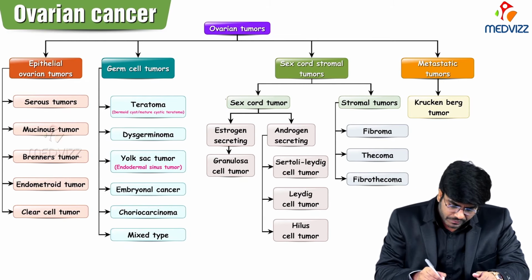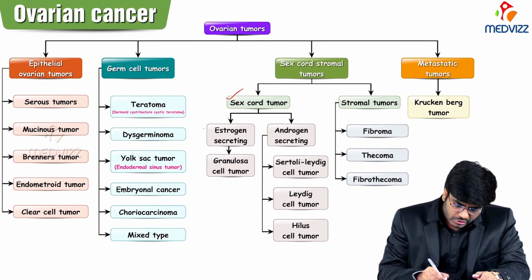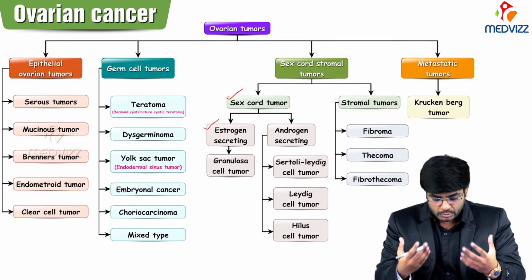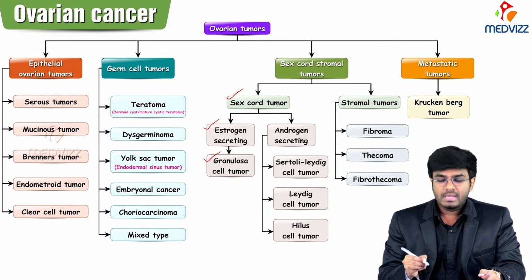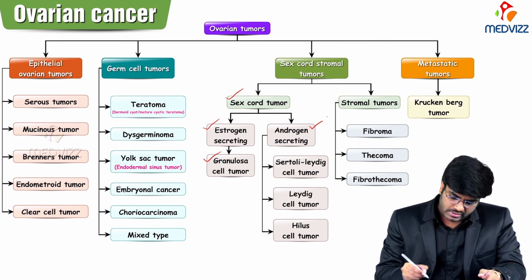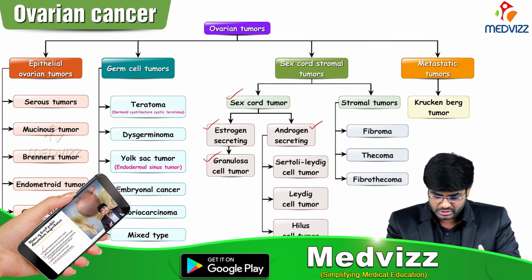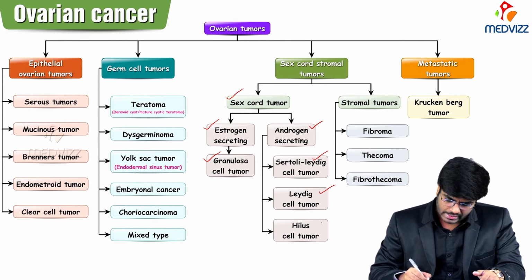Please concentrate here. The sex-cord tumors are further divided into estrogen secreting tumors, where the tumor cells are producing estrogen, and one such example is granulosa cell tumor. Then androgen secreting tumors, where the tumors are producing androgens, which includes Sertoli-Leydig cell tumor and Hilar cell tumors.